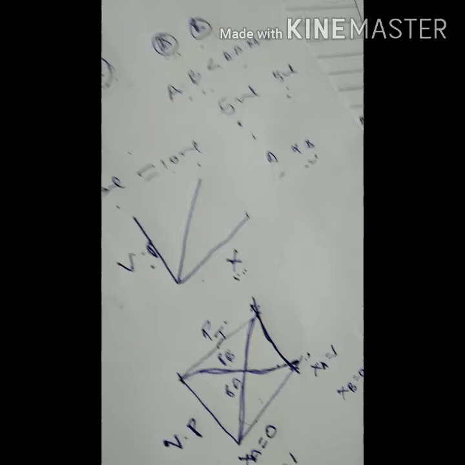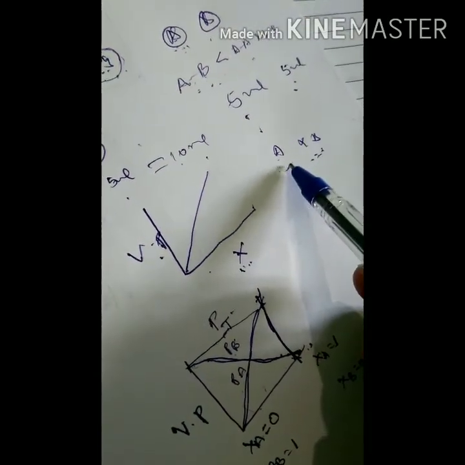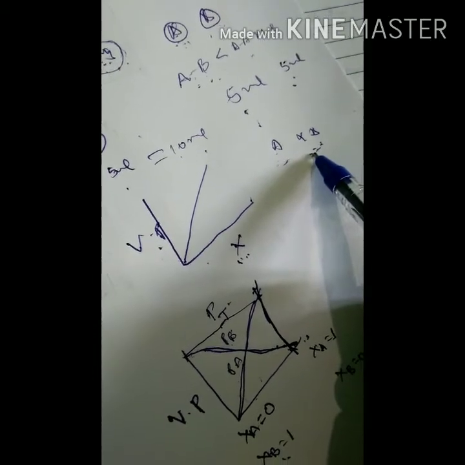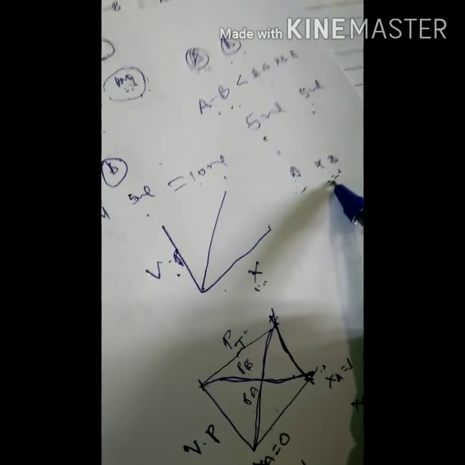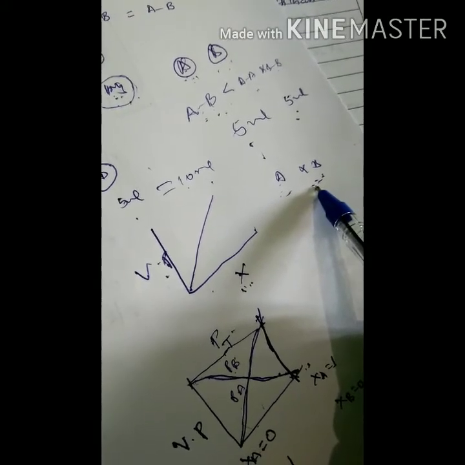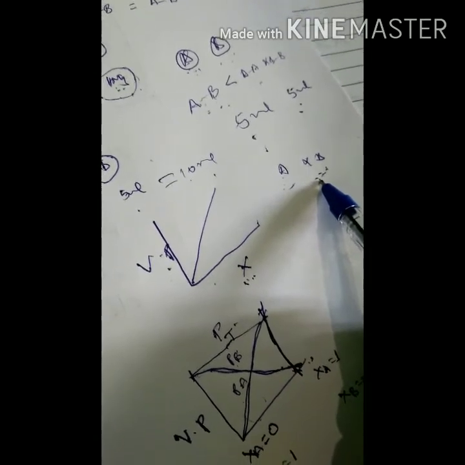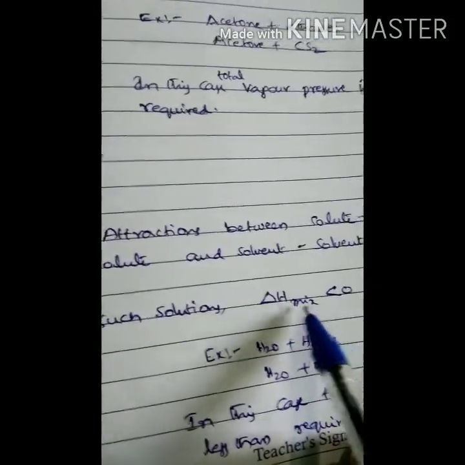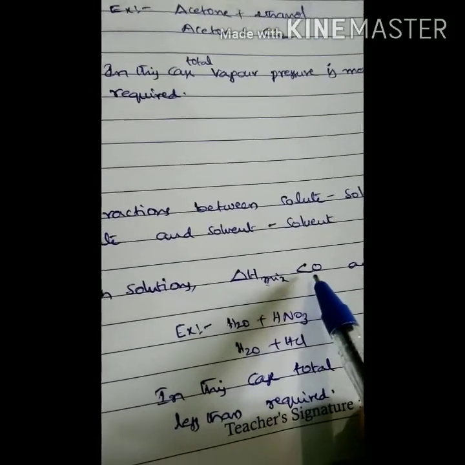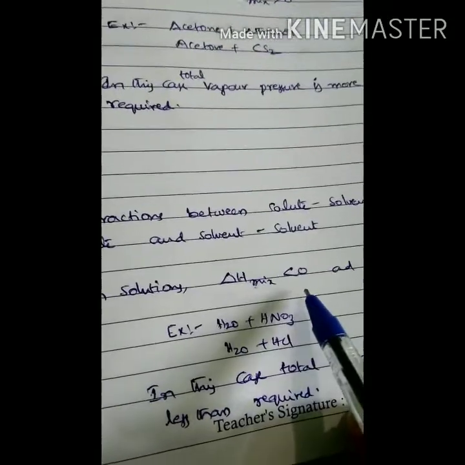I repeat once again, when these two liquids mix with each other, the attractions between solute and solvent are more. If the attractions are more, they do not undergo evaporation easily. If they don't undergo evaporation easily, they do not exhibit more vapor pressure. They exhibit less vapor pressure than expected. So that is why this is called negative deviation. In forming such solutions, delta H mixing is less than 0. Less than 0 means a negative value. That means when these two liquids mix with each other, an exothermic reaction takes place.